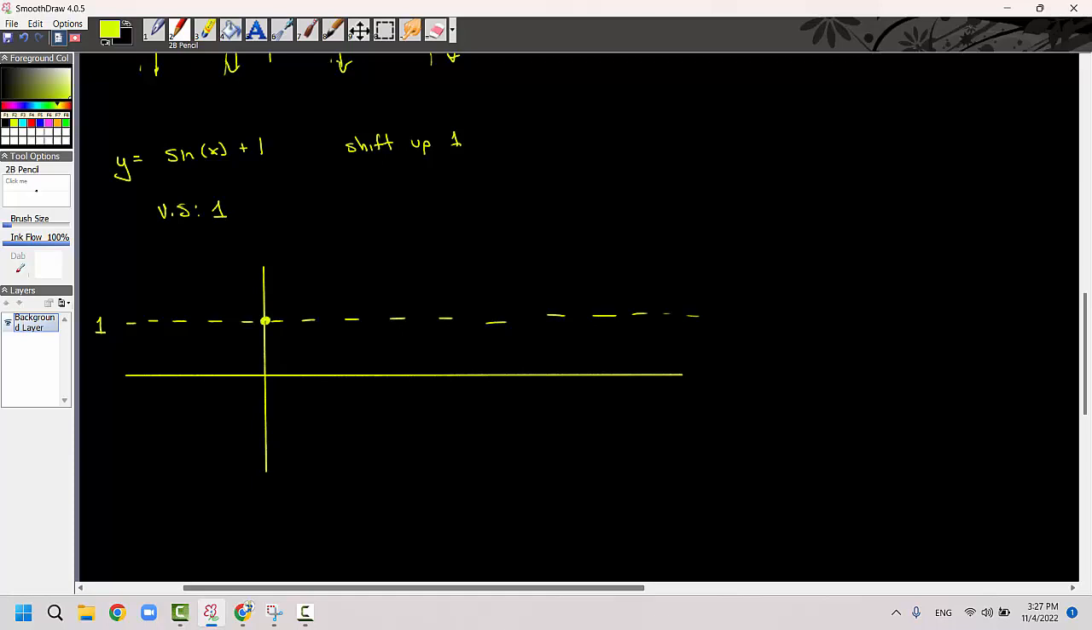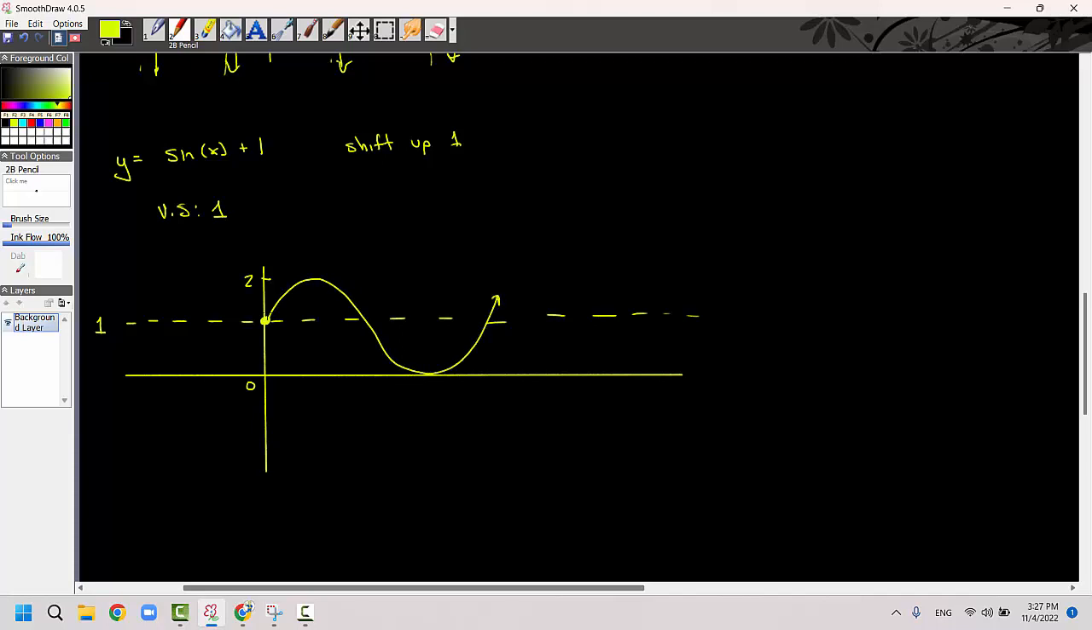Now, from this center, it's going to go up 1 and down 1. So hopefully it makes sense that this graph is going to go as far up as 2 and as low as 0. And then it's going to do the exact same thing that it did before. It's going to go up and then down and then up.